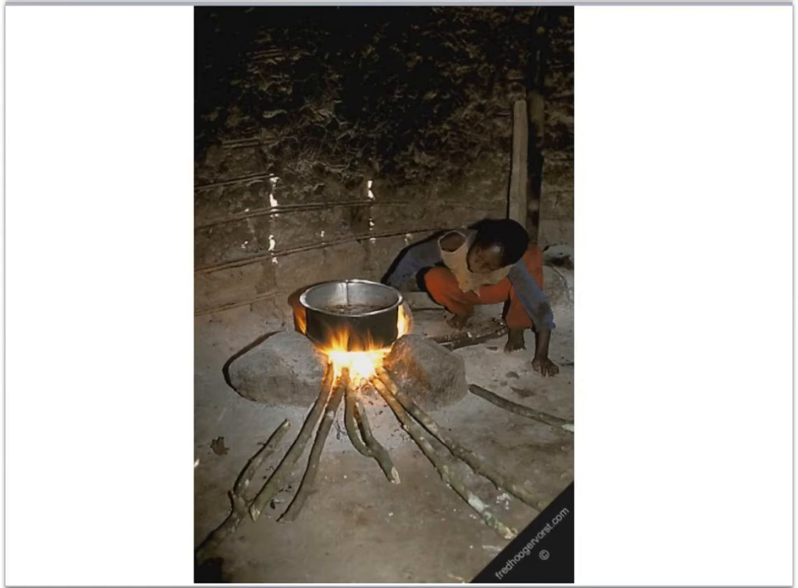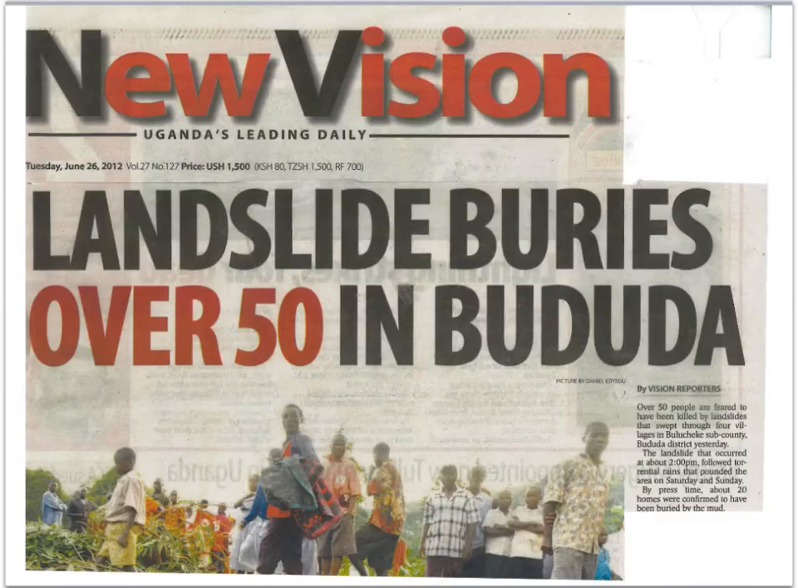And then secondly, because this is an open fire, it's not a very efficient cooking method. So people need to gather a lot of firewood. That takes up a lot of their time. And then the demand for firewood can cause deforestation. And this can lead to soil erosion. And in the case of this area of Uganda, featured in this newspaper headline, mudslides that wiped out entire villages.